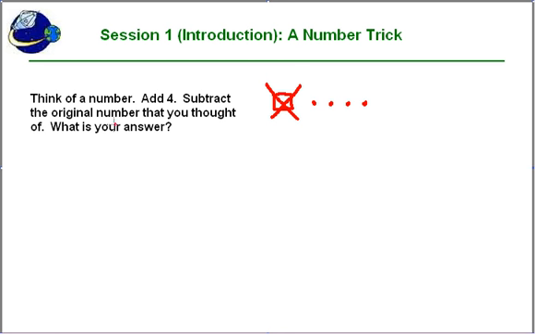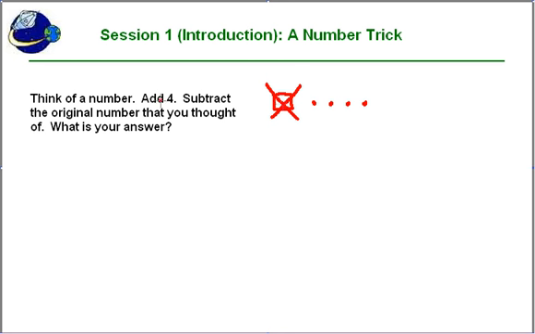Well, after subtracting it, it's asking us what's our answer. Well, if we come over here and take a look, what do we have left? What we have left are 4 dots. What's our answer? Our answer is 4. Doesn't matter what the number was that we thought of, because in this particular number trick, our answer is always going to equal 4.